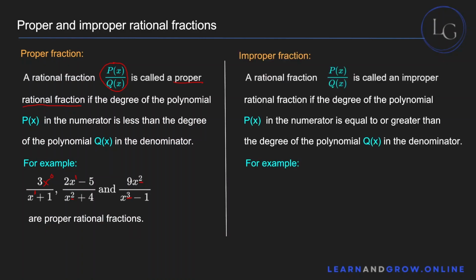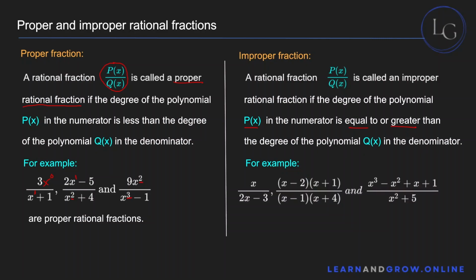So in an improper fraction, the degree of the polynomial P of x in the numerator is equal to or greater than the degree of the polynomial Q of x in the denominator. So, for example, you have these three rational fractions. The highest degree of x is 1 over here in the numerator, and the highest degree of x in the denominator is also 1. So they are equal. 1 is equal to 1. So this is an improper fraction.